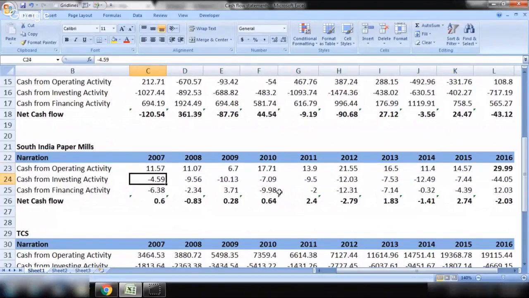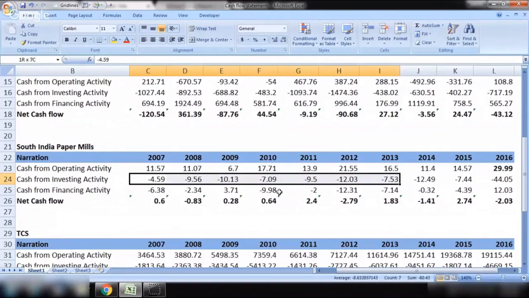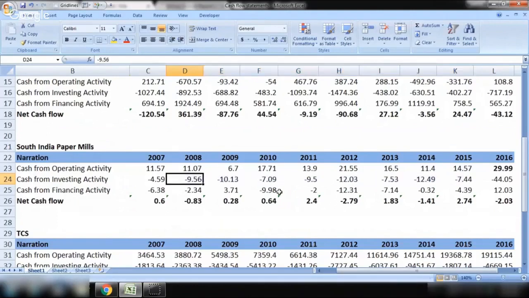And looks like they're investing sums smaller than what they've earned. So if they've earned 11.5 crores here, they've invested about 5 crores in their business, right? And it looks like a recurring pattern here. They're continuously investing in their business, maybe expanding their capacity or improving their manufacturing technology or whatever. But the point to note is they are investing a sum which is smaller than what they're generating.